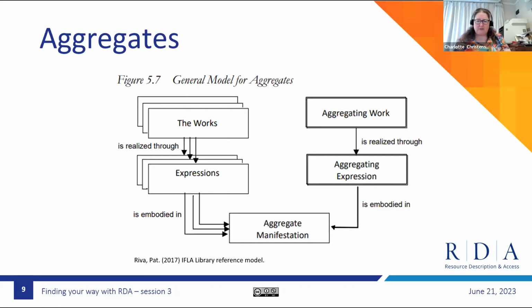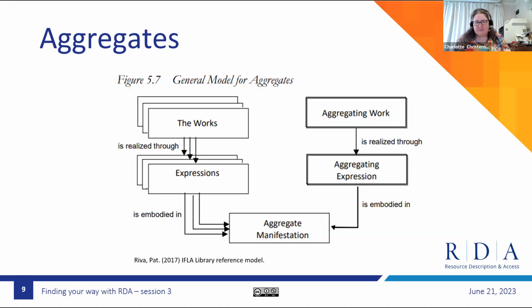On the right of the diagram, we see something different, something separate. These are the work and expression that were part of the intellectual conception and realization of the aggregate. The individual works and expressions on the left were fine as they were. They could have been described as they were. It was the fact that someone had a plan to bring them together that led to the creation of the aggregate manifestation. So, just as with diachronic works, aggregates have a plan.